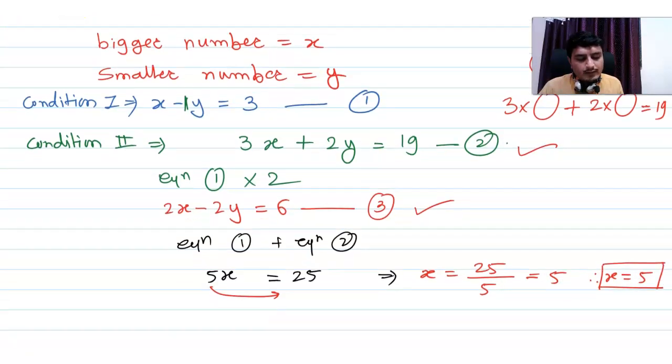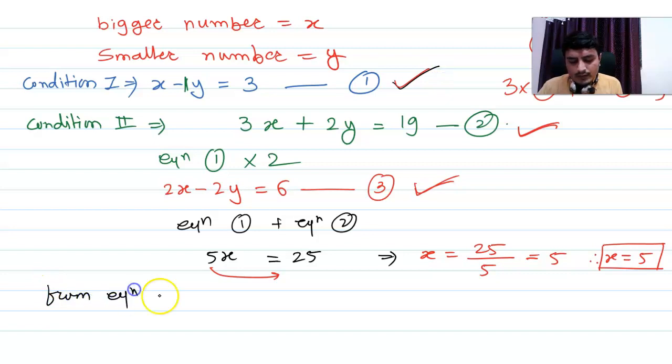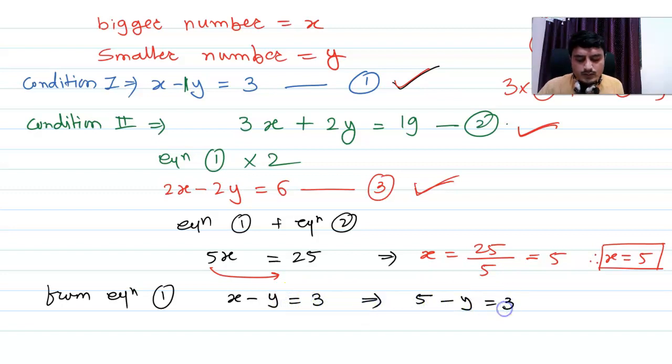Now to evaluate the value of variable y, try to substitute x equals 5 in any one of the equations, either 1 or 2 or 3. We are taking equation 1, because in equation 1 the coefficients of x and y are 1 and 1. So from equation 1, x minus y is equal to 3, where x is 5. So 5 minus y is equal to 3.